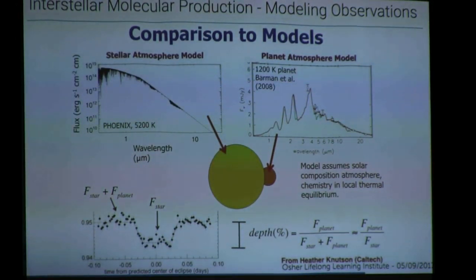Here I'm just showing that you have to combine your understanding of the stellar atmosphere for the star, and then an understanding of the planet atmosphere if you're doing this as a simulation, and then you can figure out the amount of carbon or methane in that planet's atmosphere over time.